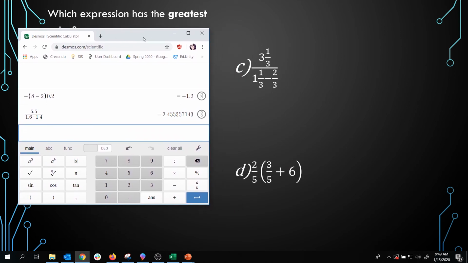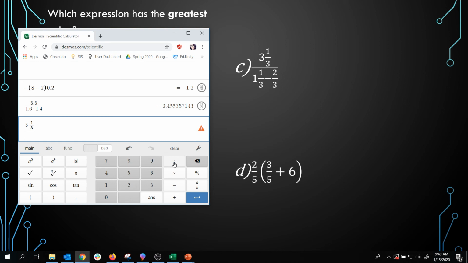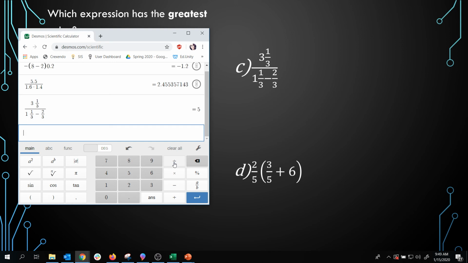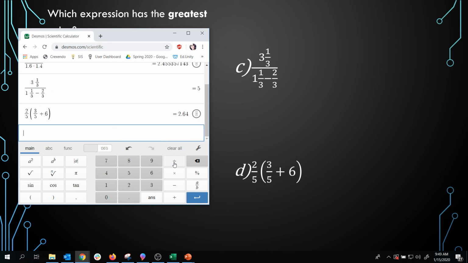Let's go over to C. I have 3, space, 1 over 3, and again, to make this whole thing my numerator, I'm going to highlight it and then hit that division symbol. I have 1 space 1 over 3 minus 2 over 3. There's that one. And then let's do this very last one, 2 over 5. I'm going to use my parenthesis, 3 over 5 plus 6, close my parenthesis and hit enter.